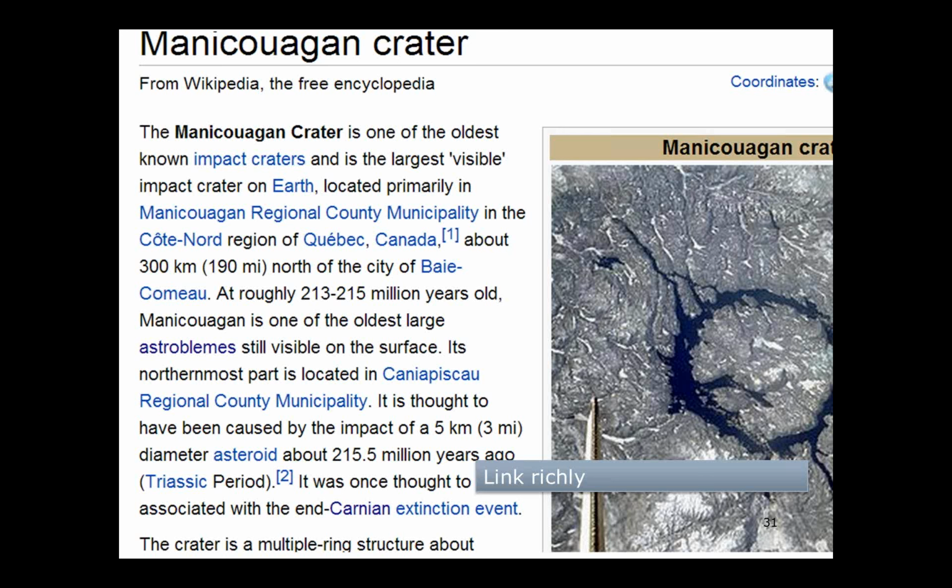The example near the bottom, about 215.5 million years ago, Triassic period. We don't have a link on million. We don't say, oh, somebody might not know what million means, because that's sort of broad general knowledge. But we do have one on Triassic period, because that's more specific. It's more specific to the history of the Manawatu crater and its significance in the history of the Earth. And it might have been the cause of the Carnian extinction event, so that again is a link. That's a significant subject affinity for this article.